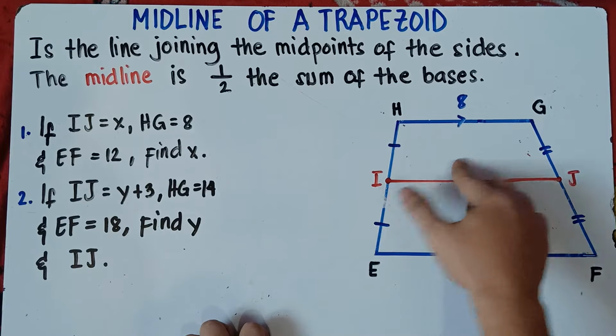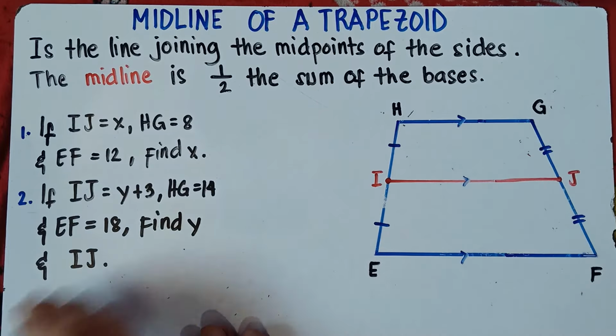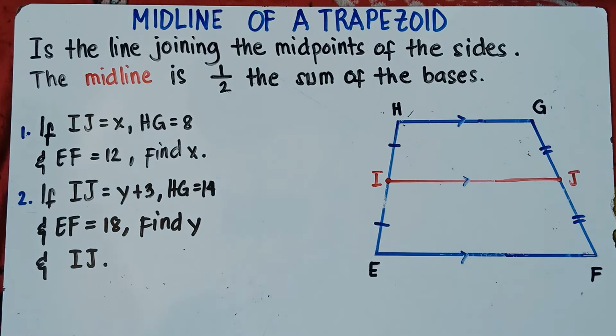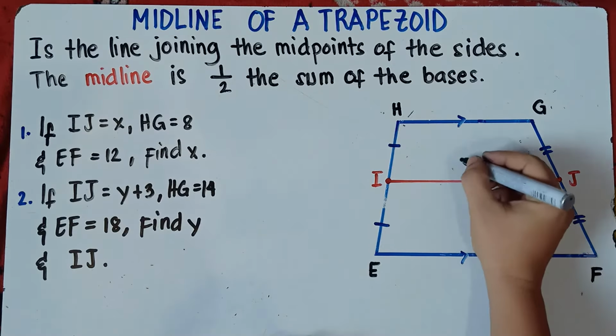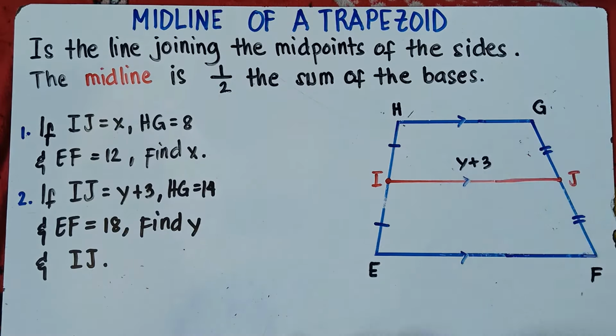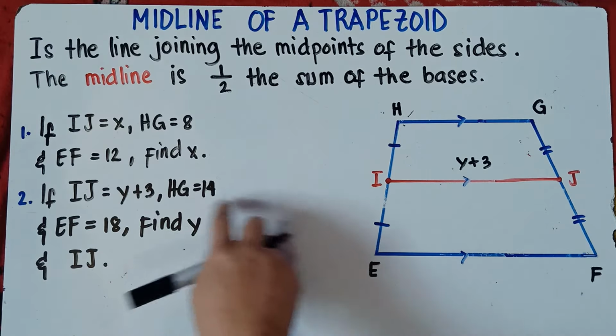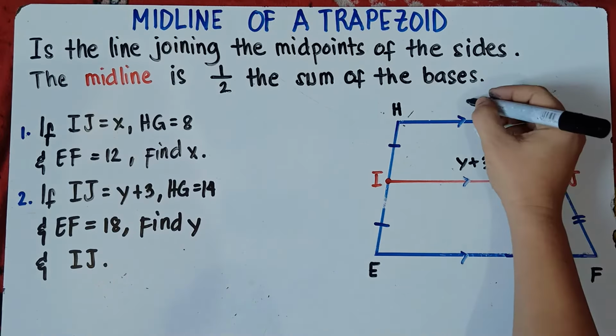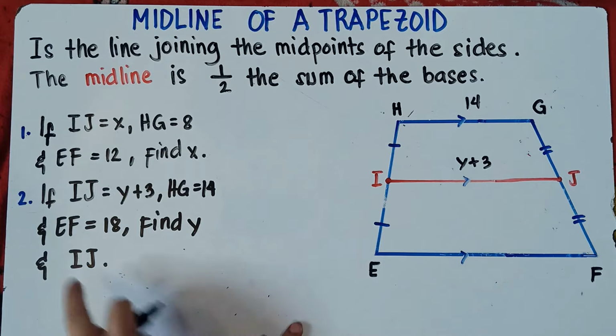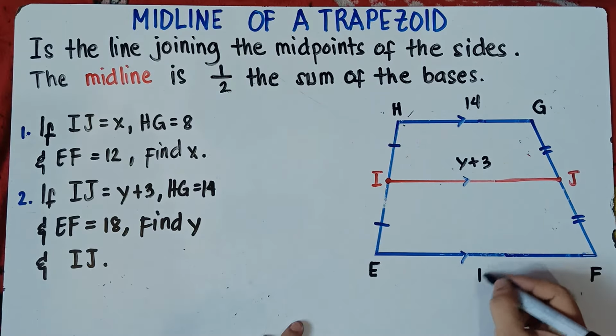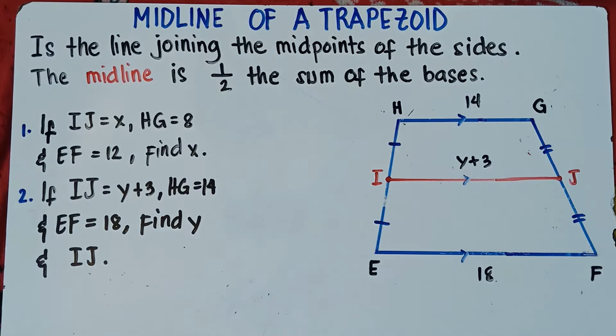So let's label. First thing to do, class, you label. We have IJ, that is Y plus 3. Let me just label this in black. Y plus 3 for IJ. And HG, that is 14. Alright, and EF, that is 18. And we're told to find Y and IJ.